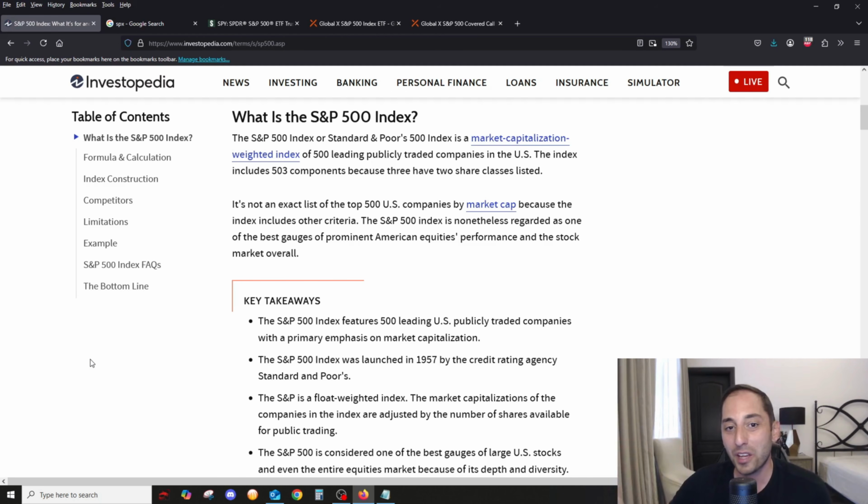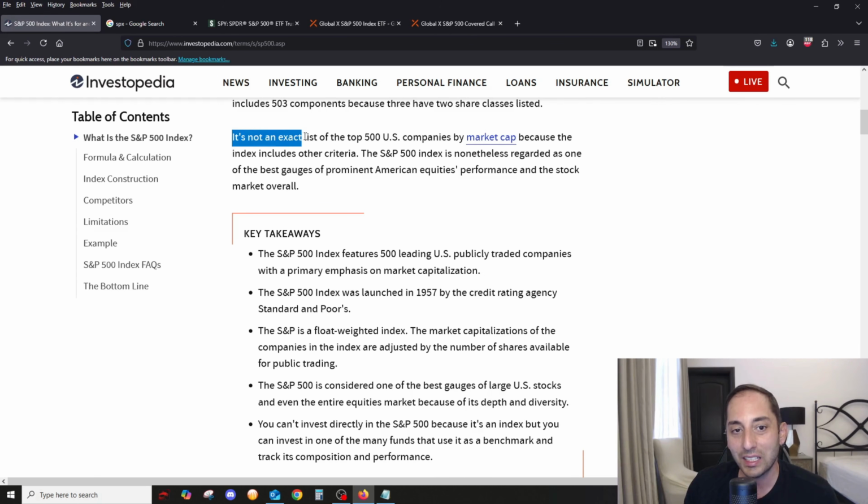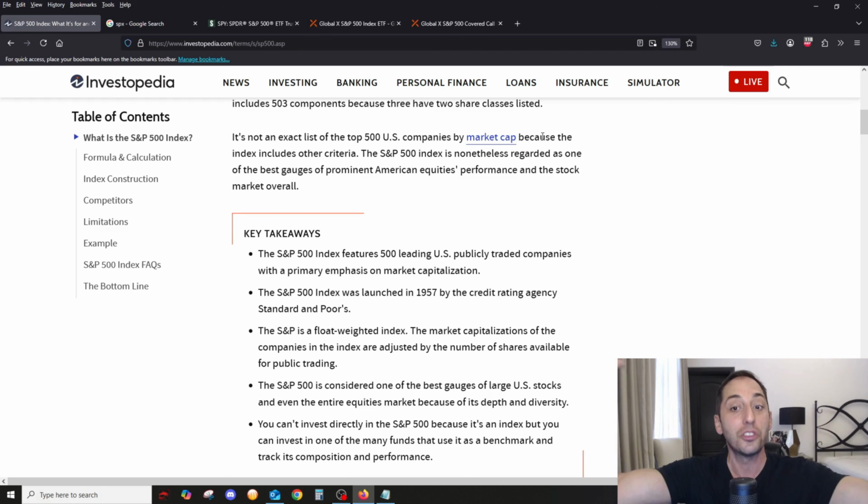So the S&P 500, the S and the P stand for Standard & Poor's, which is a credit rating agency, is a market capitalization weighted index, or a market cap weighted index, of 500 leading publicly traded companies in the US. So it's not exactly a list of the top, let's say, 500 US companies by market cap, which means, market cap means, the bigger the market capitalization, the bigger the company is worth.